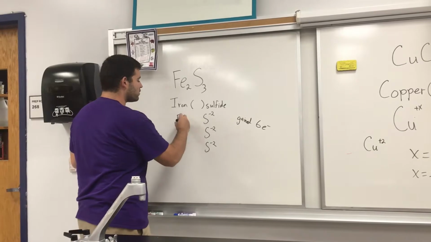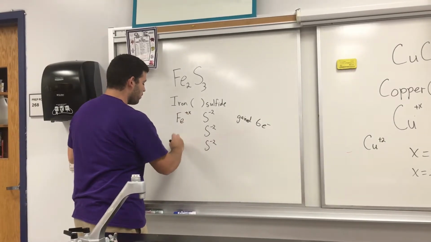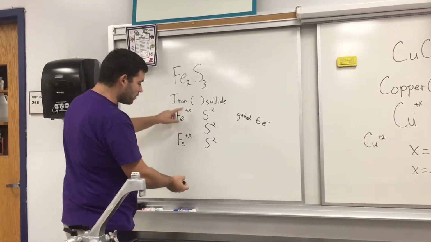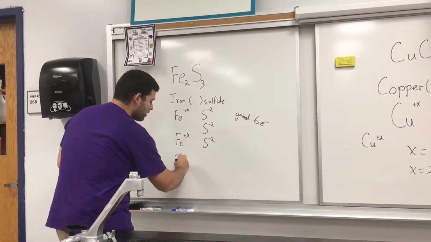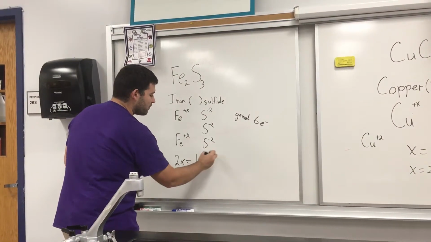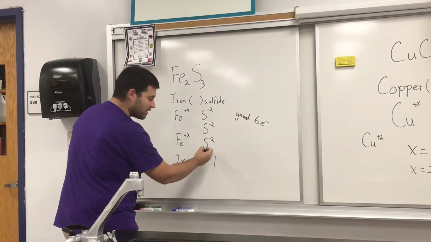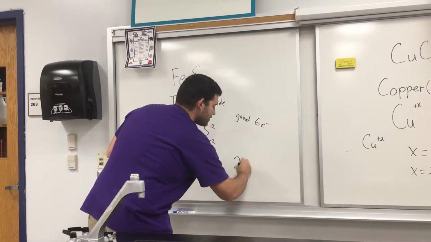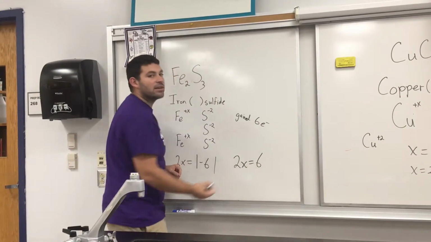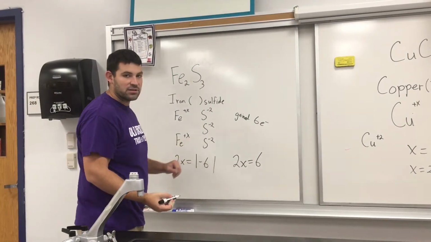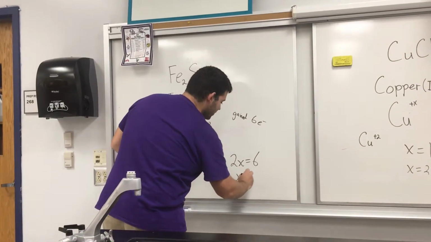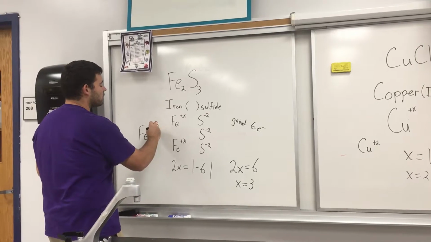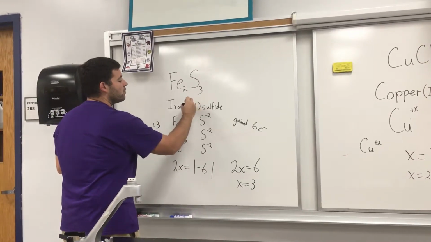But I want you to think, there's 2 irons with a plus X charge. We don't know what that charge is yet. So what we're going to do is say 2X equals the absolute value of -2 plus -2 plus -2, the absolute value of -6. So 2X equals 6, and this is a very easy equation to solve now. X equals 3. The charge of the iron is +3, so we write it as a Roman numeral.